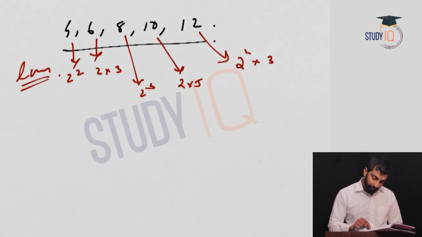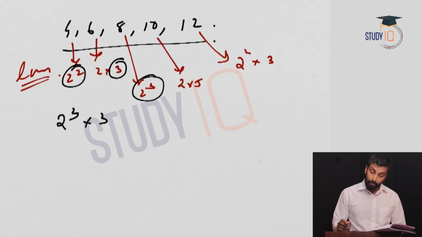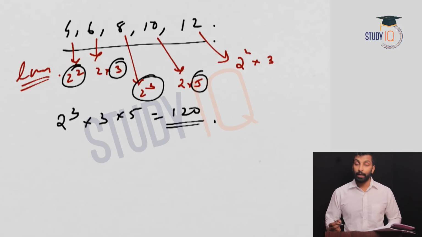So what is your LCM? You have a 2 cube here, so you take 2 cube. Then you have one 3 here, so you take one 3. Then you have one 5 here, so you take one 5. So this is actually 120. So 120 is the LCM.